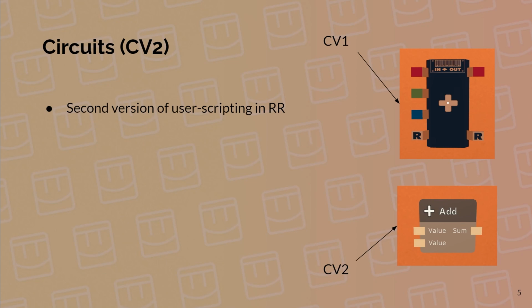As CV2 has become effectively the way to program in Rec Room, it has sort of co-opted the name circuits. So if you hear somebody say circuits, they mean CV2. If for some reason someone needs to talk to you about CV1, they'll make it very explicit.